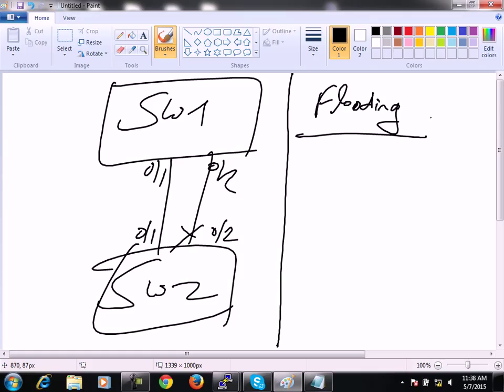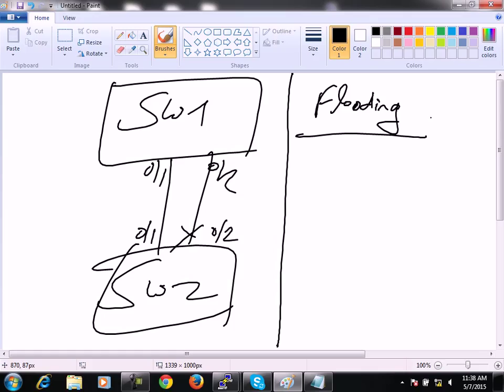If a switch is performing broadcasting, it means it will receive a frame on any interface, and then it will transmit a copy of that frame out from each active port, except the interface where it was received. And the definition of flooding is also the same as broadcasting, right? But there is a major difference. A switch can flood unicast frames, multicast frames, as well as broadcast frames.